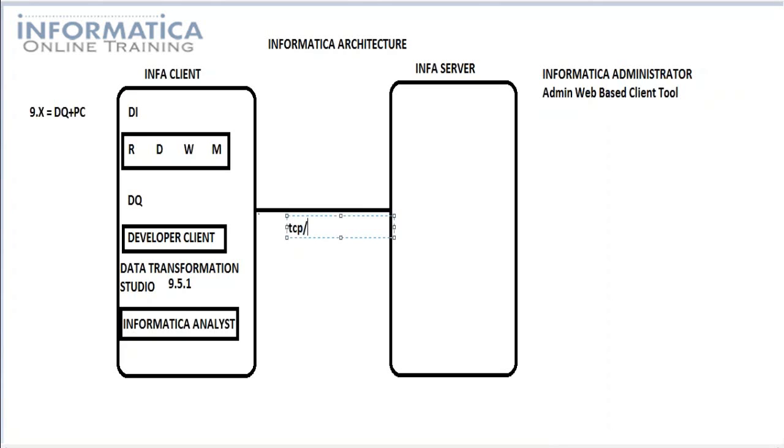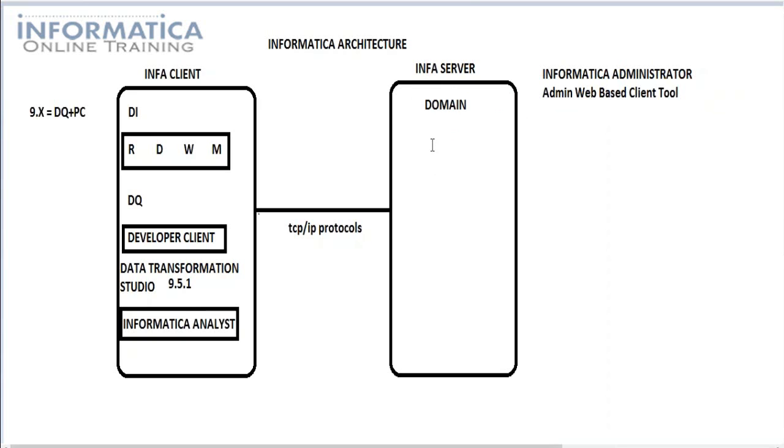So we have TCP/IP protocols, where the Informatica server will communicate with the Informatica client. Within the Informatica server, the main component that we have is the domain. The centralized component where you can administer all the activities within the server is called a domain.